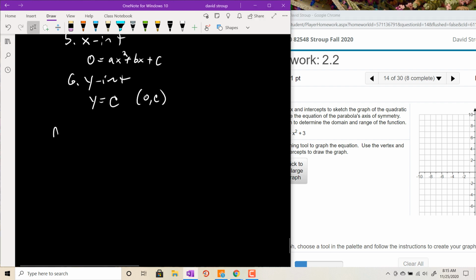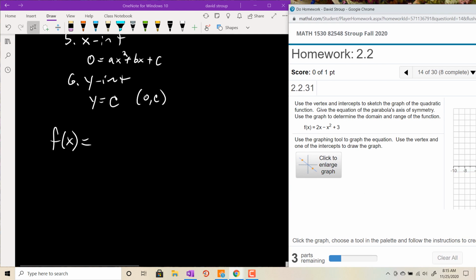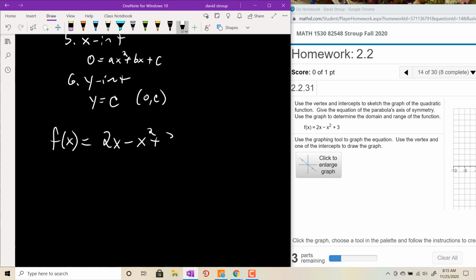Right, so in this case, f of x equals 2x minus x squared plus 3. First, you may want to rewrite it: negative x squared plus 2x plus 3. It's going to be concave down because the a value is negative 1, which is less than 0. Okay, so sad face.